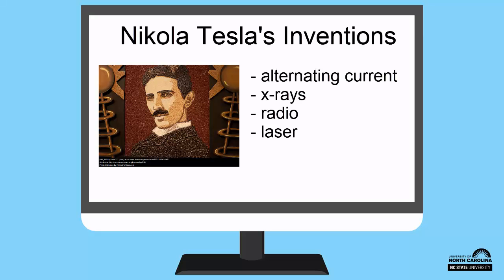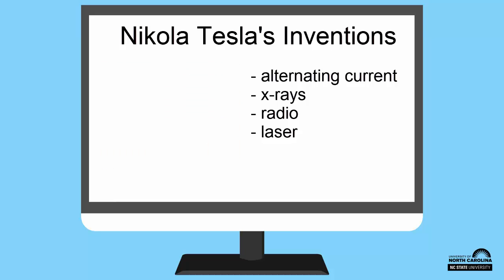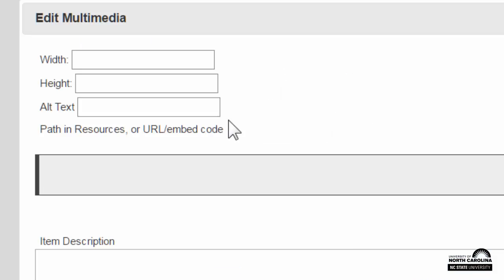Let's see if we can apply what we've learned so far. Here I've displayed an image of Nikola Tesla near a list of a few of his inventions. Would this be considered a decorative image or an example image? To answer that, remember to think about the context of the image. In this case, if I removed the image of Mr. Tesla, the content would not suffer, so this is a decorative image. For its alternative text, I would type "Nikola Tesla."